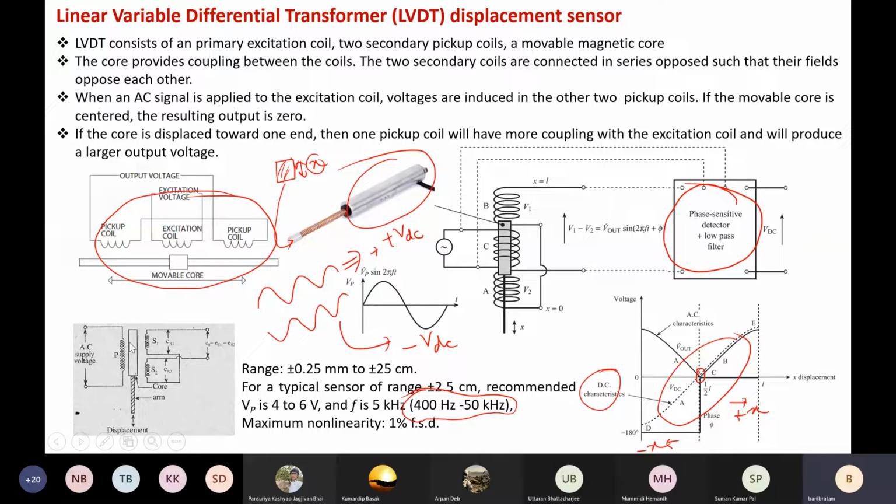Now again you can understand that suppose some static displacement is there, say 1 centimeter. Then accordingly you get this type of voltage output, or for minus 1 centimeter you get this voltage output, and then you feed it to the phase sensitive detector and low pass filter, and you get some plus VDC or minus VDC.